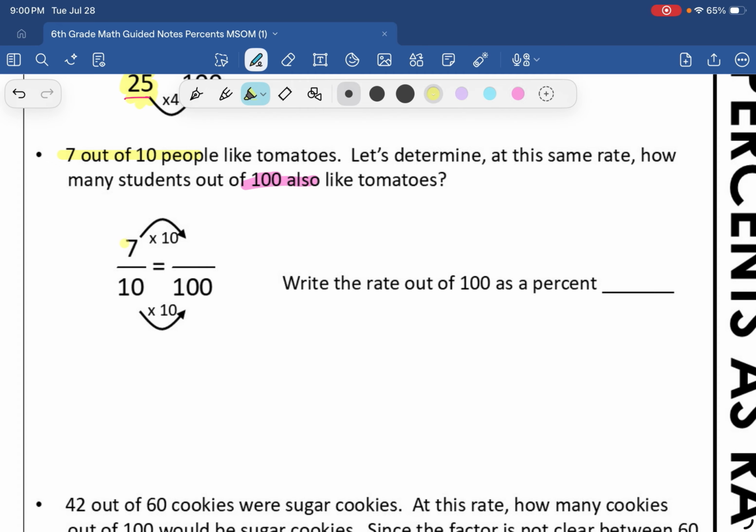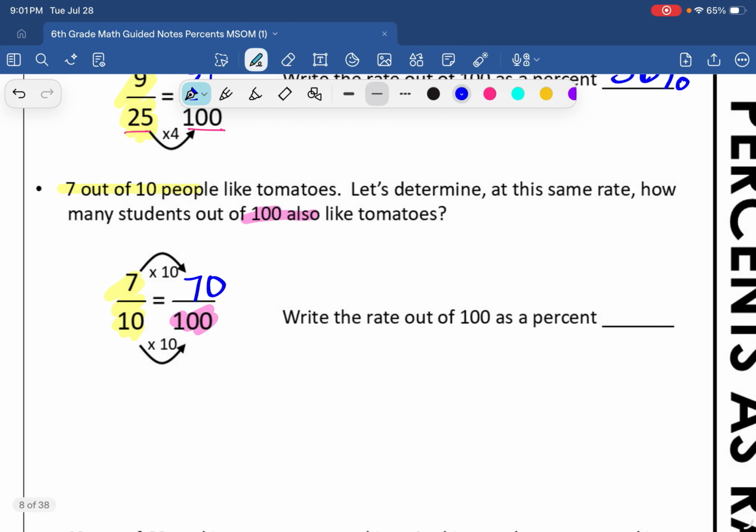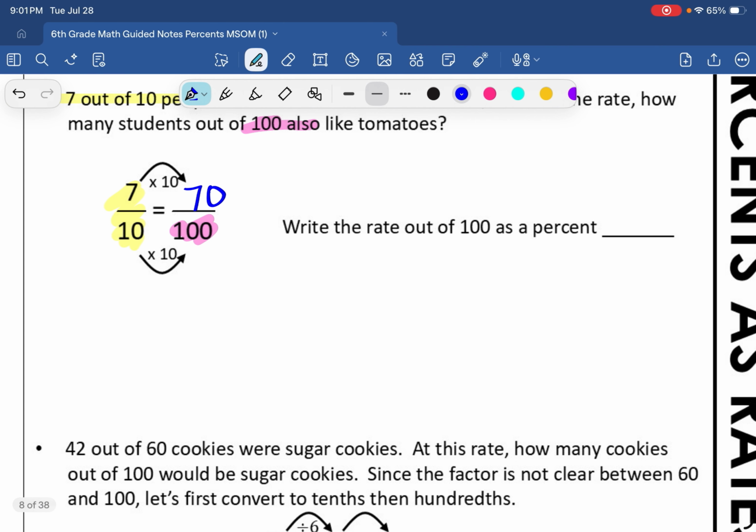So I have my rate right here, 7 out of 10, and I want to know how many out of 100. So my wholes are 10 and 100. I'm going to look for a multiplicative factor here. I notice that 10 times 10 is 100. So applying that to the numerator, 7 times 10 is 70. Write this rate out of 100 as a percent. So that will be 70%. 70 out of 100 is 70%.